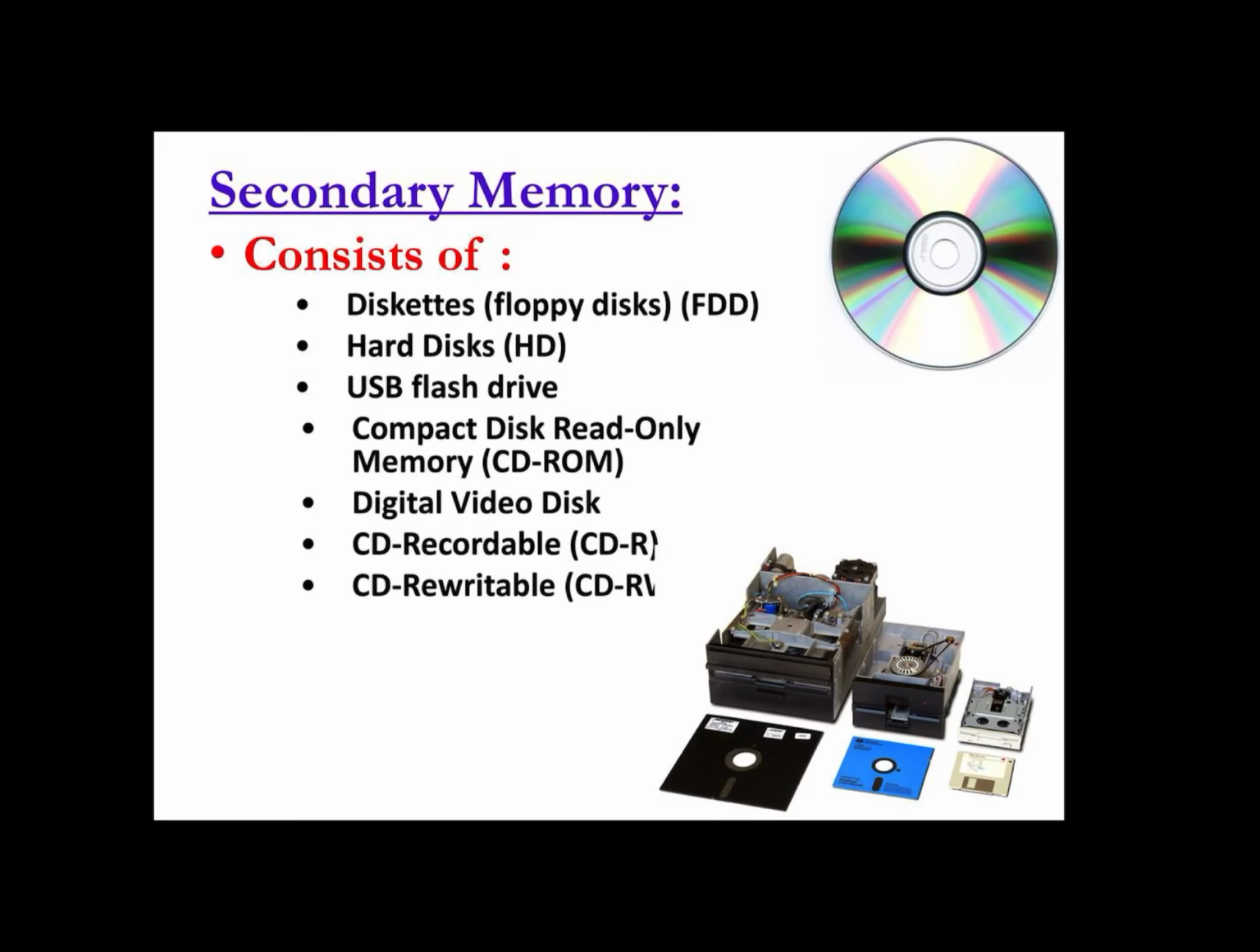So this is a little summary of what secondary memory consists of: diskettes, floppy disk, FDD, hard disk, HD, USB flash drive, compact disk read-only memory or CD-ROM, digital video disc, CD recordable, CD-R, and CD rewritable, CD-RW. Those are some examples, and this is why secondary memory is the most important.